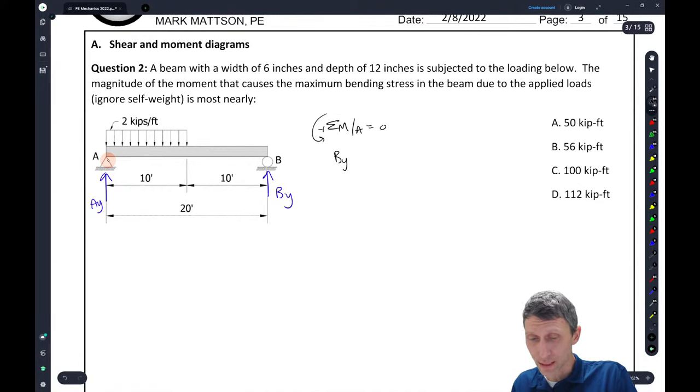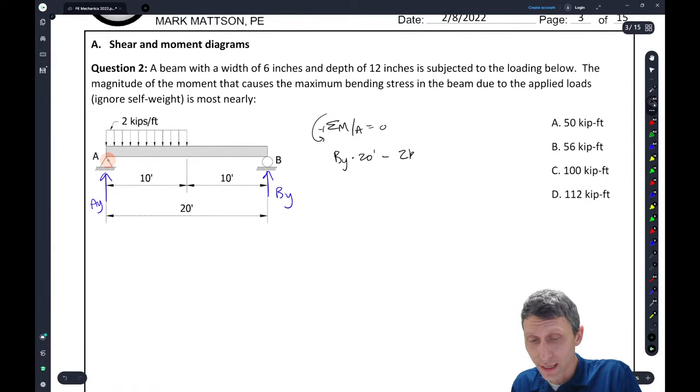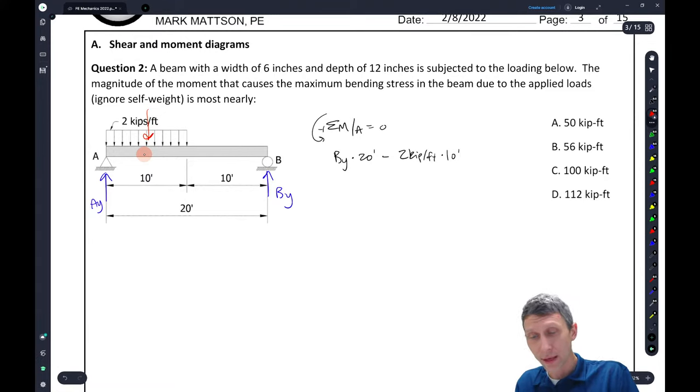I'm just going to start, this time, with BY times 20 feet. And then I'm going to subtract off... what am I going to subtract off? I'm going to subtract off 2 kips per foot times 10 feet, right? That's the length of the uniform load, times its moment arm. Its resultant is sort of in the middle here. So that moment arm is going to be what? It's going to be 10 feet over 2.